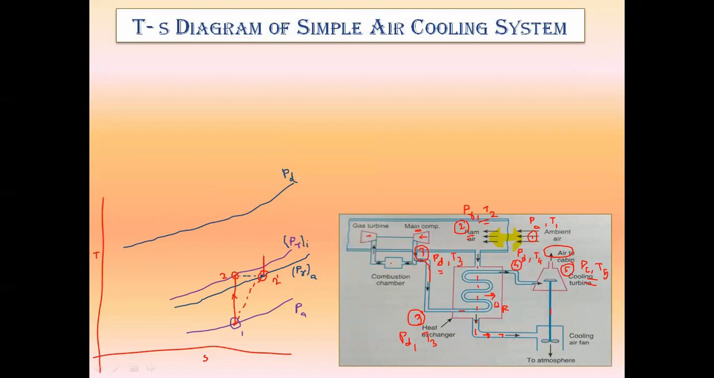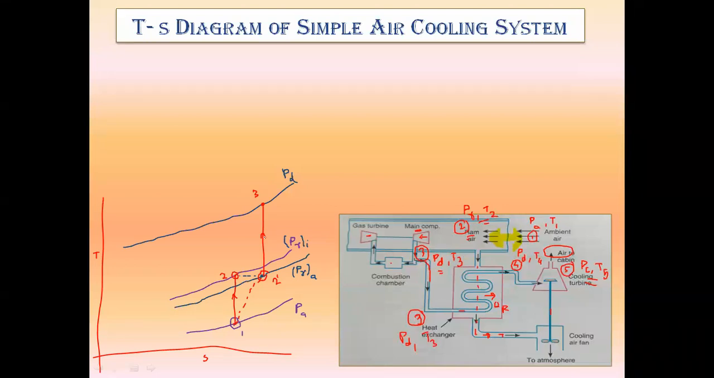So this will be the 2 dash to 3 line. This will be called the ideal compression process inside the main compressor. Why ideal compression?